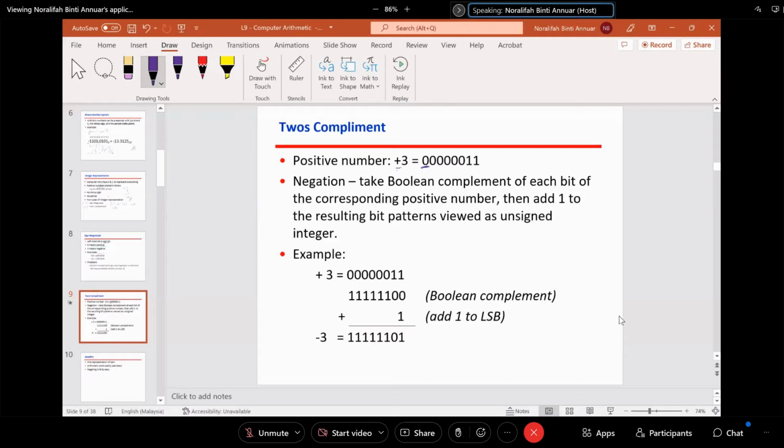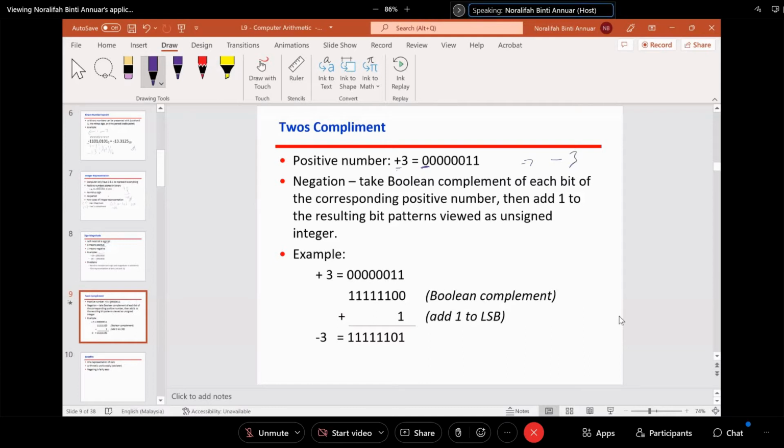But how do you represent negative 3 in binary? Take the Boolean complement of each bit of the corresponding positive number, then add 1 bit. This is the two steps to turn this binary into negative 3. How? You follow these steps. Very easy. First, you do the complement.